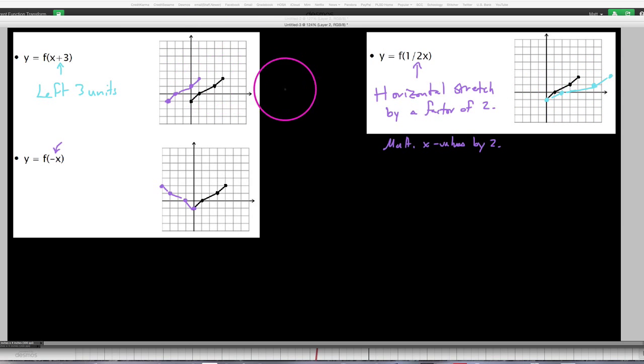In the next video, we'll talk about how we can use those basic transformations to rewrite a function and quickly sketch its graph. Cheers.